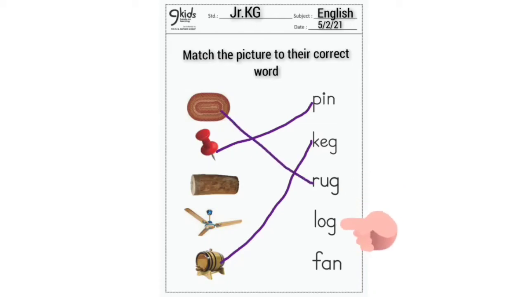Which is the next word written? Log. L-O-G, log. So we will match it with the picture of log. Which is the last word written? Yes, fan. F-A-N, fan. So we will match it with the picture of fan. Kids, like this way you have to complete your worksheet.